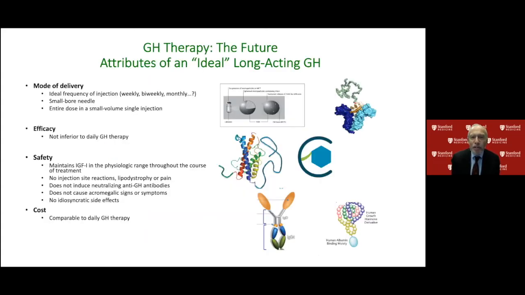The future is a long-acting growth hormone. There have been many, many long-acting growth hormone products that have been tested. Ideally, we can get away from daily growth hormone injections by getting weekly or maybe even bi-weekly injections of a long-acting product that would be just as effective as daily growth hormone therapy and just as safe and not have any new side effects. And also, most importantly, that it won't cost any more.